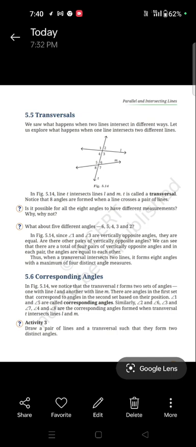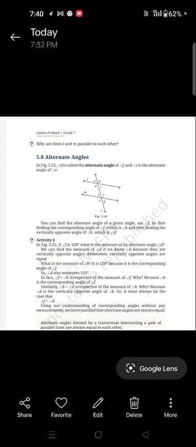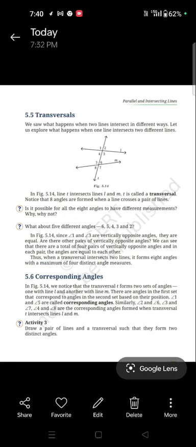Now, when a transversal falls on two parallel lines, we get corresponding angles as equal. We get a set of corresponding angles, and these angles are generally equal, right?